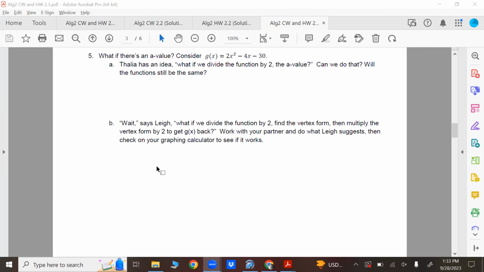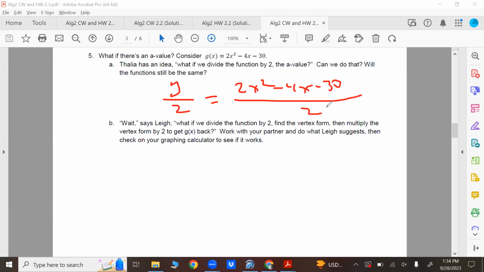All right. So now, coming back to this function from the video from yesterday, right? She has an idea. What if we divide the function by 2? The a value, can we do that? Technically, you could. You would have to say this then, y over 2 equals 2x squared minus 4x minus 30 over 2. You totally could do that, but remember, whatever you do to one side, you must do to the other side. Okay, fair treatment. Whatever you do to one side, you have to do to the other side. So the answer is yes, you can do that.